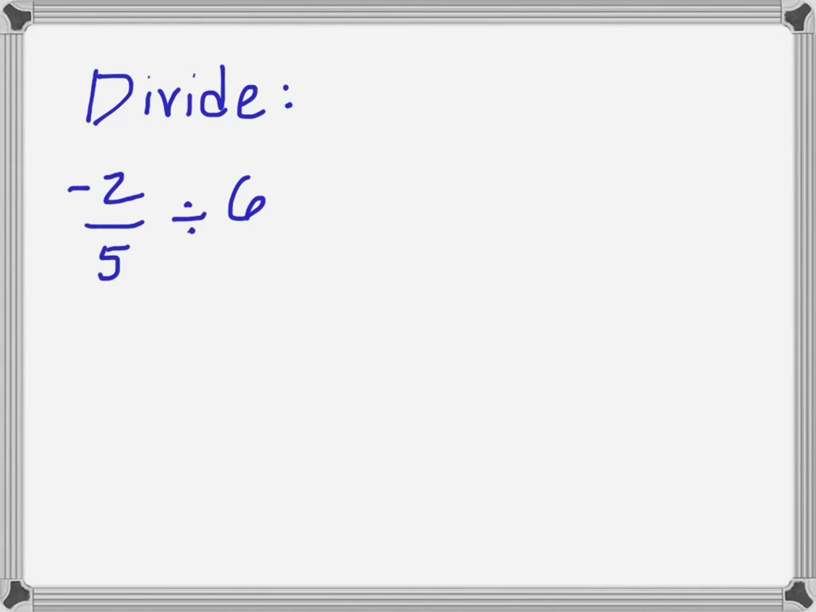Same thing, divide the fractions. So again, notice 6 is really 6/1. And if you rewrite it like that, it's a little easier to see what the reciprocal is. So -2/5 times, and then the reciprocal of 6 would be 1/6.